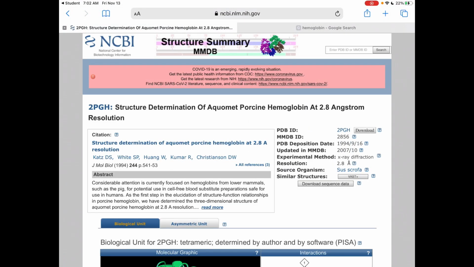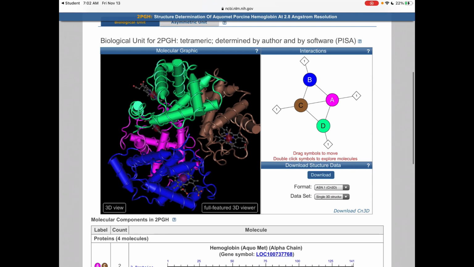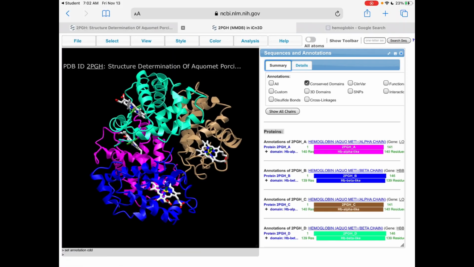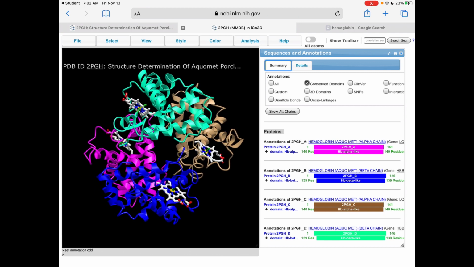So I gave you this web link. This is to hemoglobin. And you can click on this full 3D viewer. So I want you to be able to identify primary, secondary, tertiary, and quaternary structures in this particular protein.